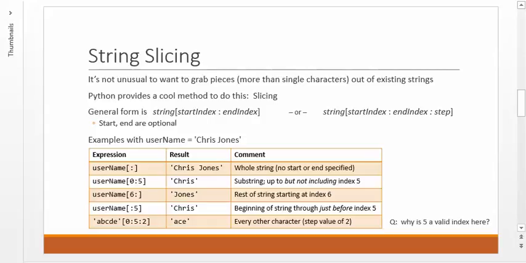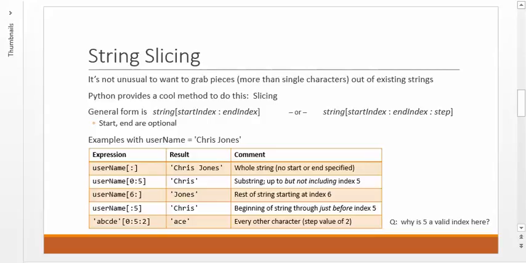So let's say that you have the variable username, and in that you have stored the string Chris space Jones. So let's look at various ways we can slice that. The first example says username puts only a colon in the square brackets. You don't have a start or an end. Well, if you specify neither a start or an end, you get the whole string, right? Since you sort of haven't specified. So that's how that works.